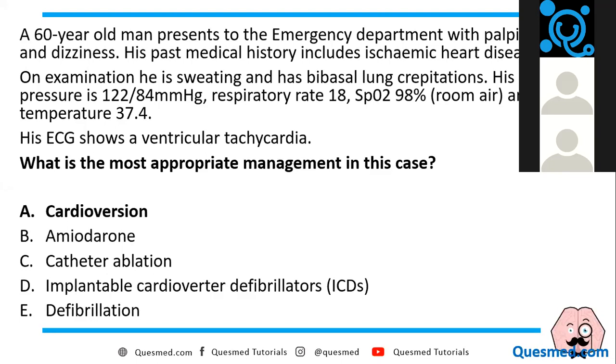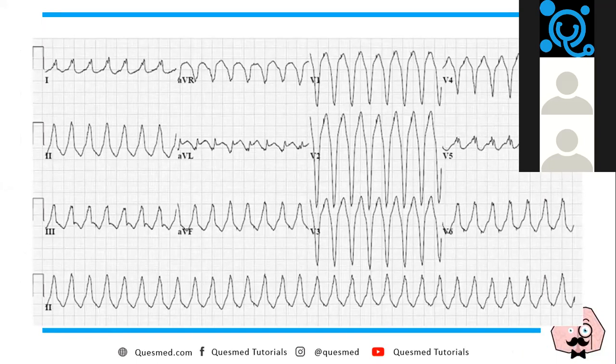So a few people went for amiodarone. Amiodarone is used in patients with VT, but it's not first line in hemodynamically unstable VT. If medical therapy fails in a stable patient, then we can consider progressing to cardioversion. But if a patient is unstable, it's important to know what first line management is.